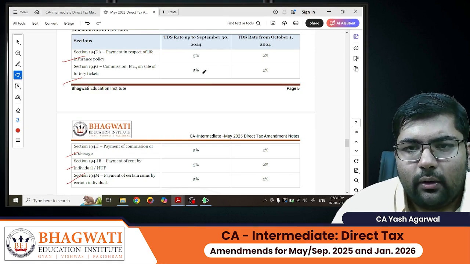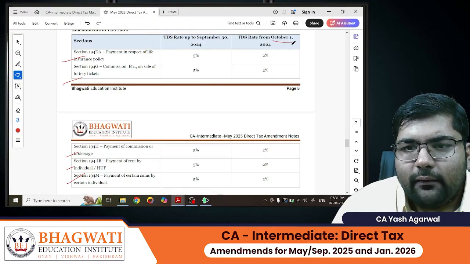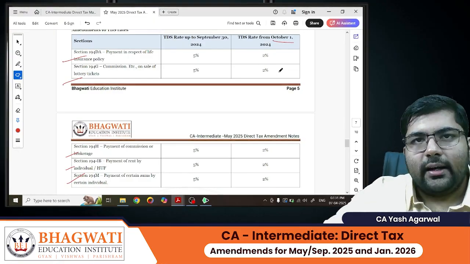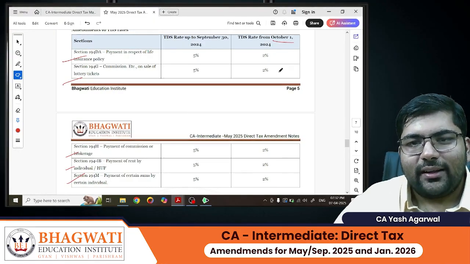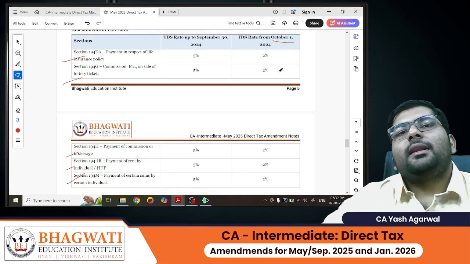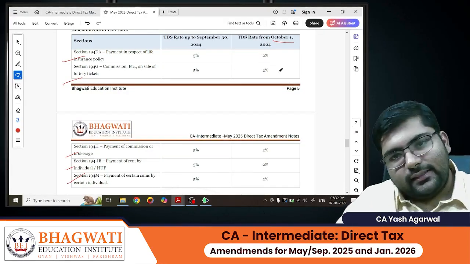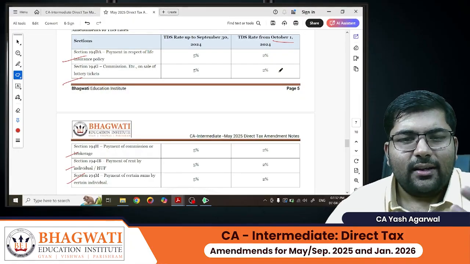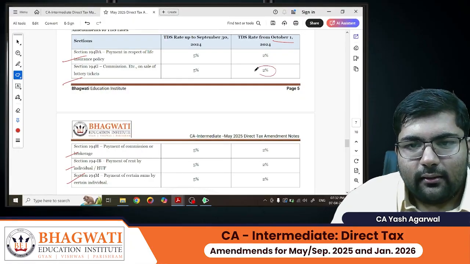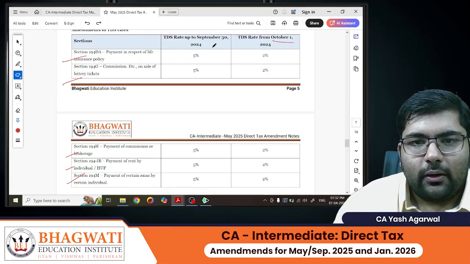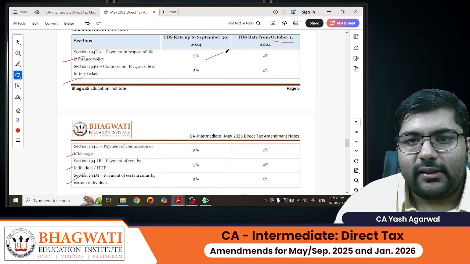5% was the old rate. From 1st October 24, it is 2%. So you have to remember both the rates. Luckily for you, from the next assessment year onwards, which is after Jan 2026, you'll probably have to remember just one rate. For now, you will have to know both because up to September 30, 24, it's 5%.